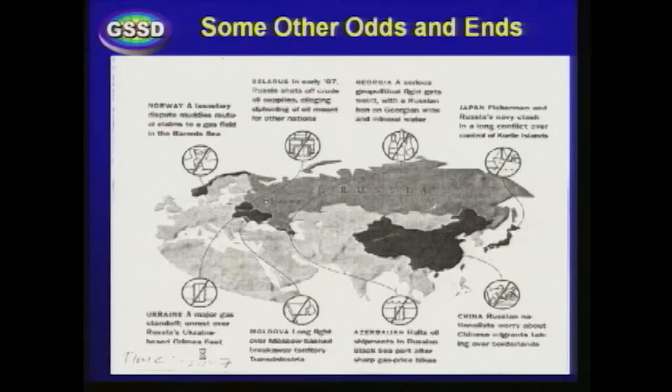Eventually, you can get a hard copy of this. I apologize because it's not very clear, but the Russians tried to pressure the Georgians by boycotting their wine and their mineral water over some dispute and that had some connections to the pricing of imports and exports of commodities.